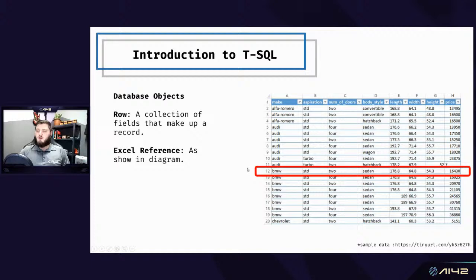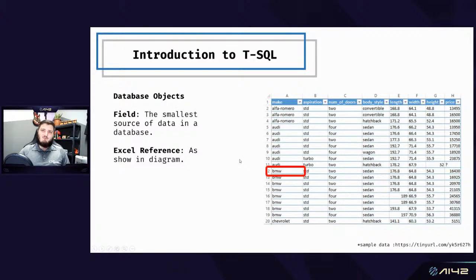Then the next form of data is a row, which is a collection of the fields that makes up a record. You'll see it represented in Excel as a row, or in the diagram here with my little red block. And the smallest piece of data in a database, represented in Excel as a cell, is referred to as a field in the database world. Now that you have a basic understanding of how a database is structured, I think we are ready to start looking at our first code samples.